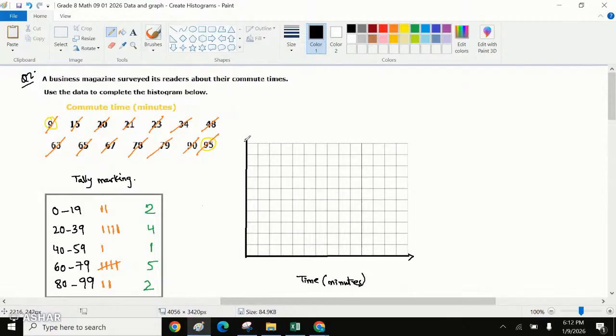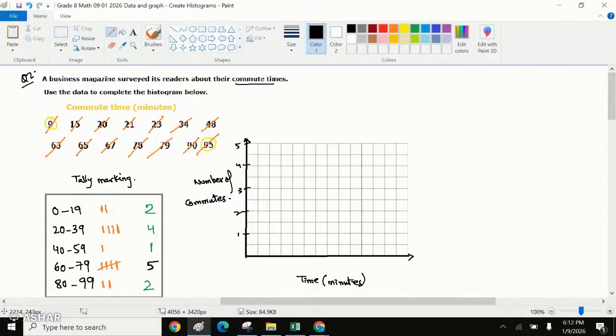agreed? But on the y-axis, what they are saying is, we are looking at the number of commuters. These were different commuters using different time to travel, right? So on the y-axis, we are taking the number of commuters or number of commutes, right? Because we are looking at this. So what can be the maximum height? 5 can be the maximum. So we can say this is 1, this is 2, 3, 4, and this could be 5, right?